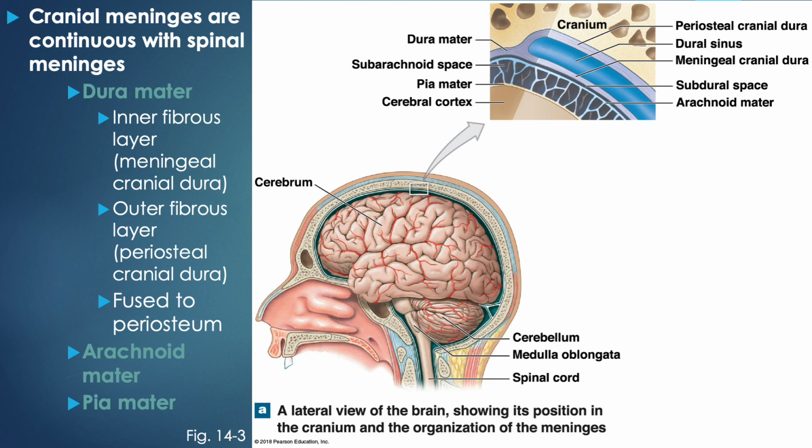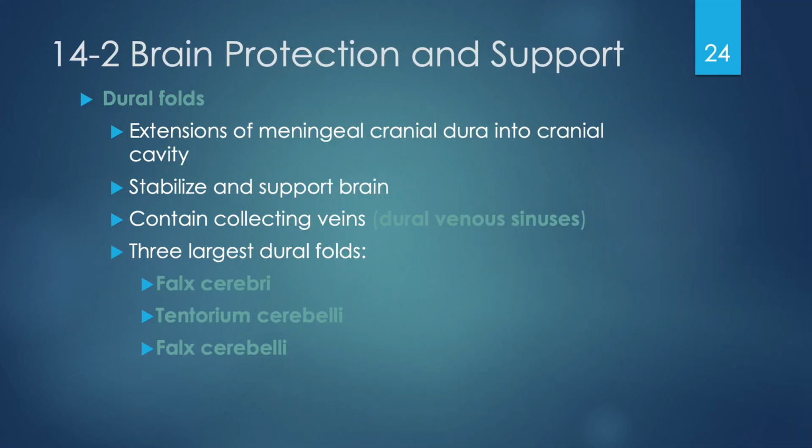So the subarachnoid space is right up next to the pia mater, and then next to that we have the dura mater, which is a bilayer material, right? We've got the meningeal cranial dura and the periosteal cranial dura, and in between those two we have the dural sinus, which we'll discuss next. The dural folds, which we just looked at in the previous slide, are those spaces in between the two layers of the dura, and they're extensions of the meningeal cranial dura into the cranial cavity.